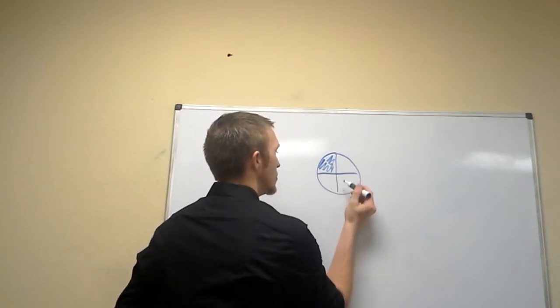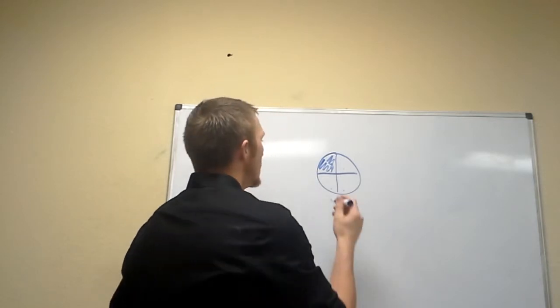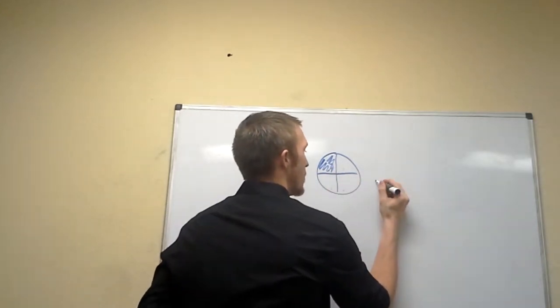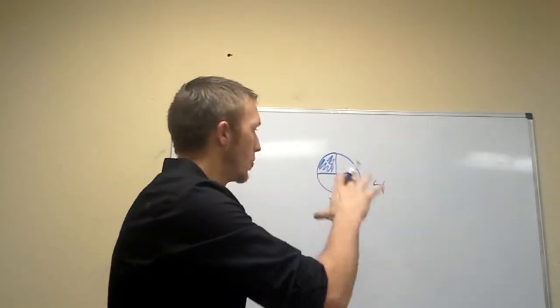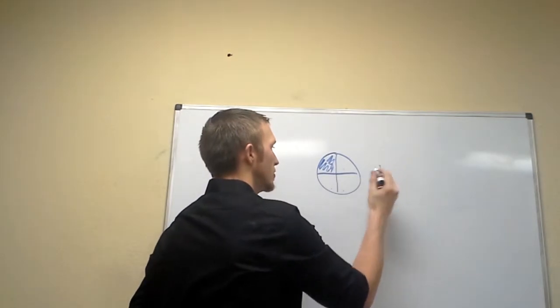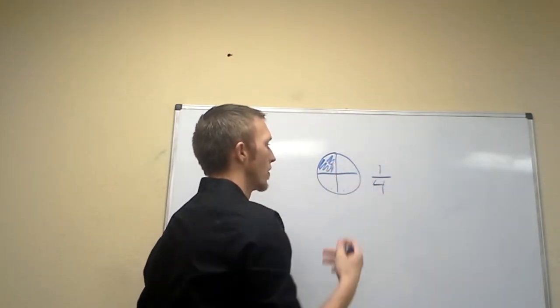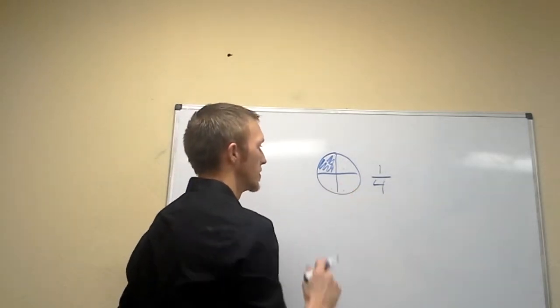See, here we have 1, 2, 3, 4 parts that make up a whole. Okay. Right now, we have 4 as our denominator because 4 parts make up this whole figure. But we only have 1 that is colored in. So 1 out of the 4 sections is our fraction. So 1/4 of this circle is colored in.